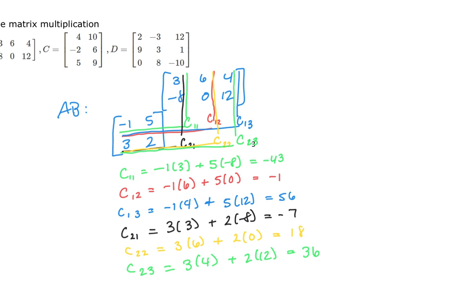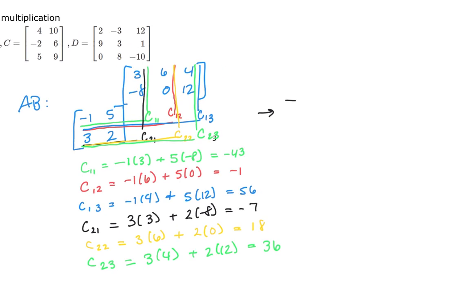Now, this is what the C, or the answer, looks like. My answer, going along the first row, is going to be the -43, the -1, and the 56. Going along the next row, I'm going to get -7, 18, and the 36.